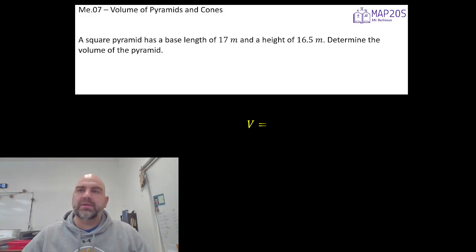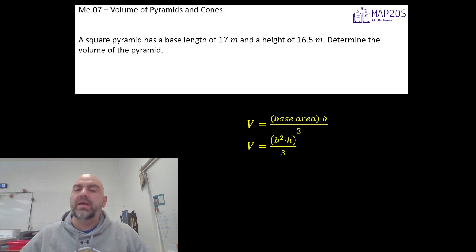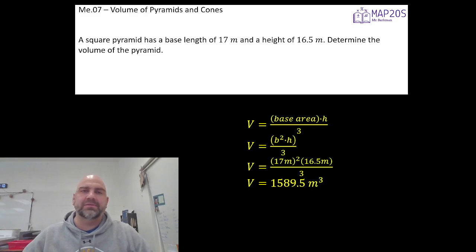All right, let's see how we did. Volume is base area times height divided by 3. The base is a square, so we're going to do base squared, or the base length squared, and plug that in and get a volume of 1,589.5 cubic meters.